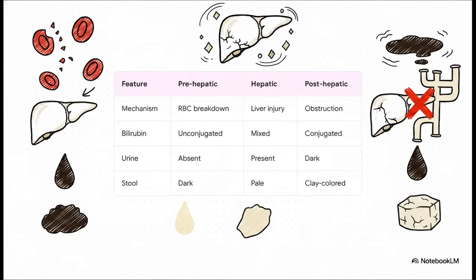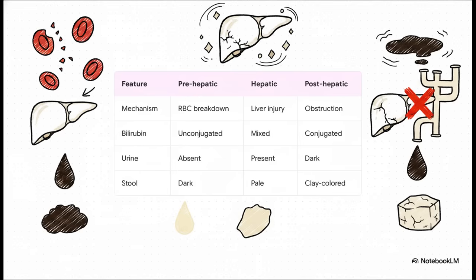First up, prehepatic jaundice. The mechanism here is excess red blood cell destruction before anything even reaches the liver. So we get elevated unconjugated bilirubin. Now, because unconjugated bilirubin is lipid-soluble, it repels water, meaning it can't be excreted in urine. So urine bilirubin is absent. But stool color is dark due to increased stercobilin.